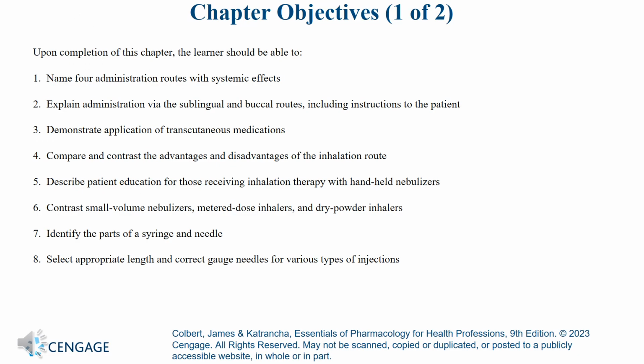Upon completion of this chapter, the learner should be able to name 4 administration routes with systemic effects, explain administration via the sublingual and buccal routes, including instructions to the patient, demonstrate application of transcutaneous medications, compare and contrast the advantages and disadvantages of the inhalation route, describe patient education for those receiving the inhalation therapy with handheld nebulizers, contrast small volume nebulizers, metered dose inhalers, and dry powder inhalers.